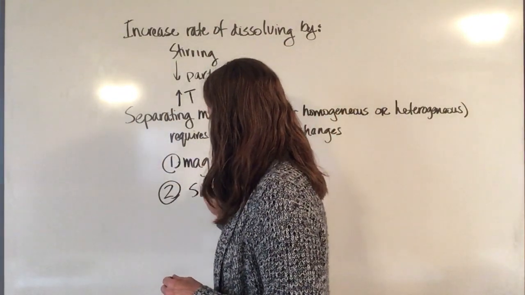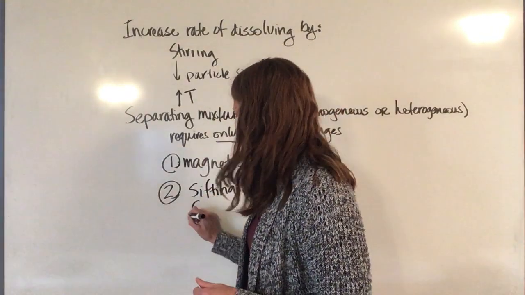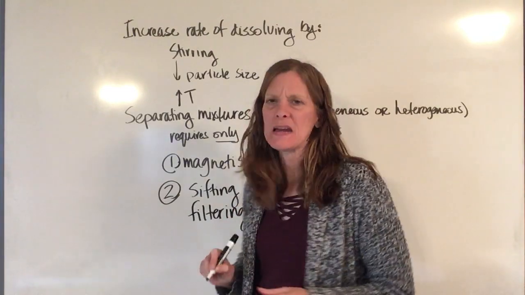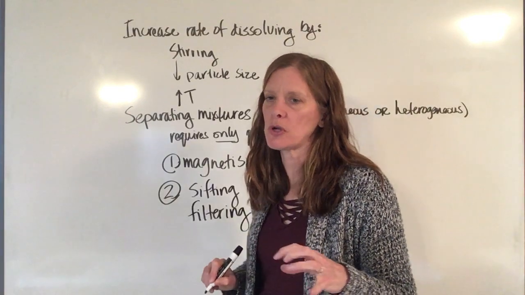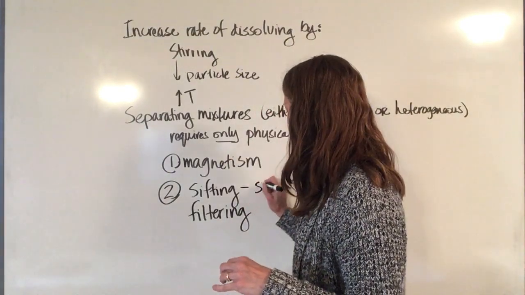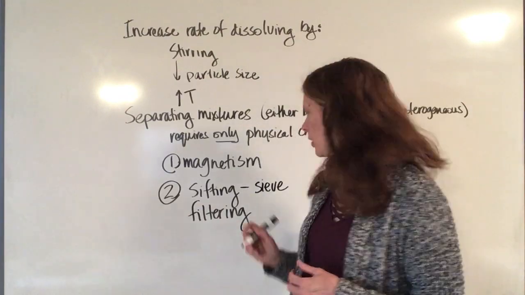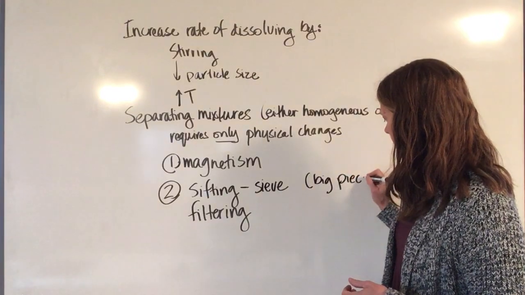Okay. The second type of technique that I can use to separate a mixture is basically just sifting something through, or filtering something through. And it's going to depend on your particle size exactly what you're going to use. So if you're going to sift it through, you might use a sieve or a colander of some sort. And so this is going to be if you're going to have really big pieces of things that you want to separate.